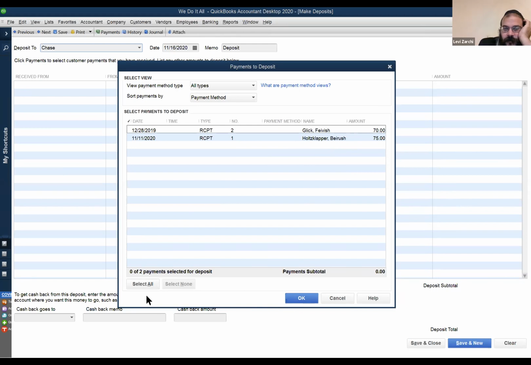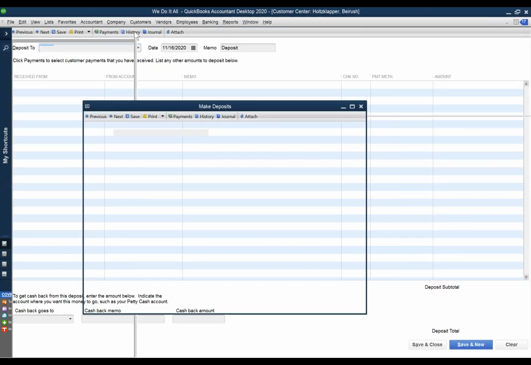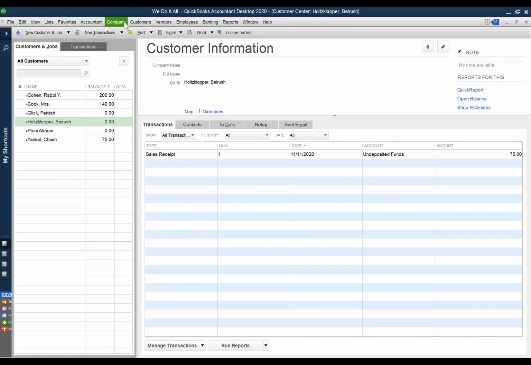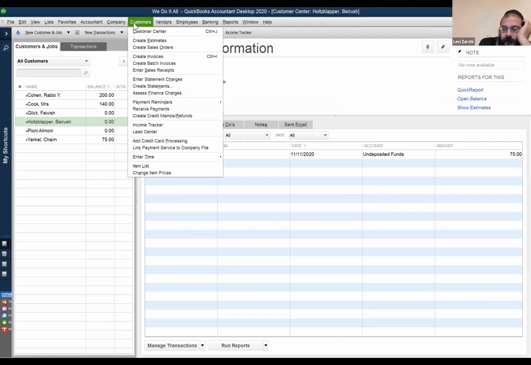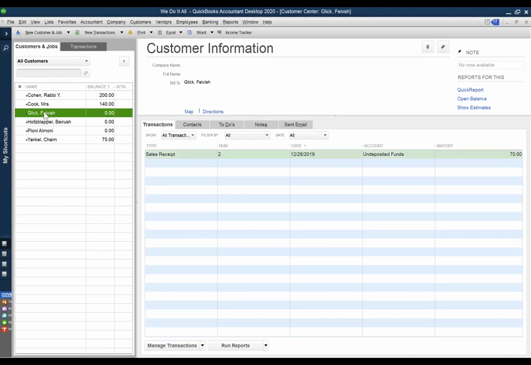Okay, so you have to go back to the customer center. It's not letting me click it. Customers on top. Customer center, yeah. Go to Glick. I have Cohen, Cook, Plony Almoni, Yankel Chaim. Why do I have two Yankel Chaim for some reason?